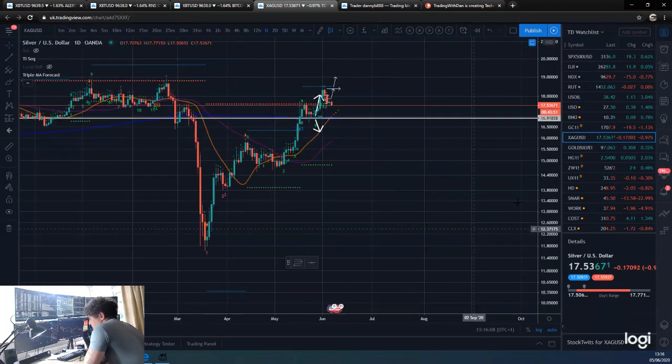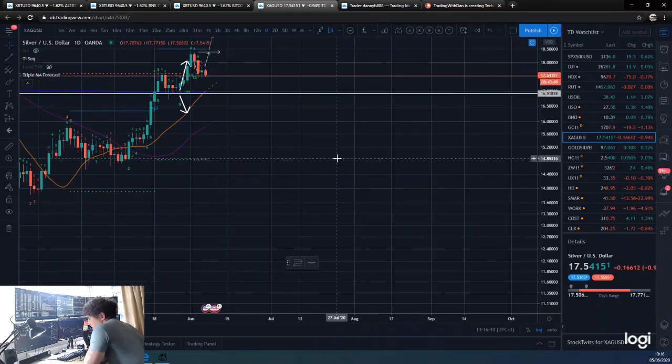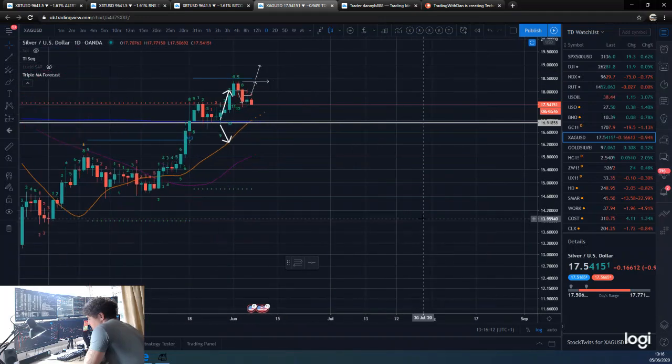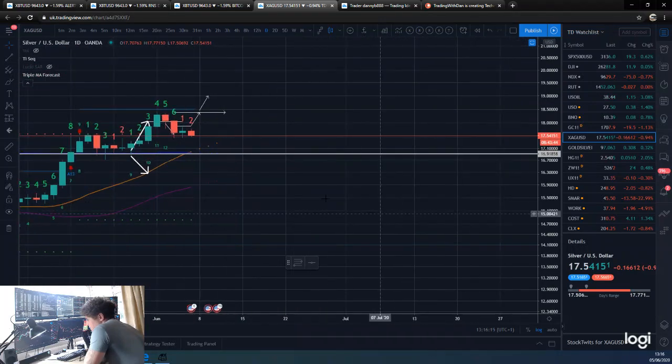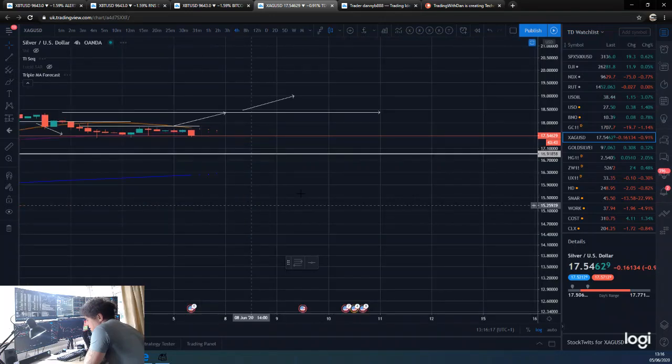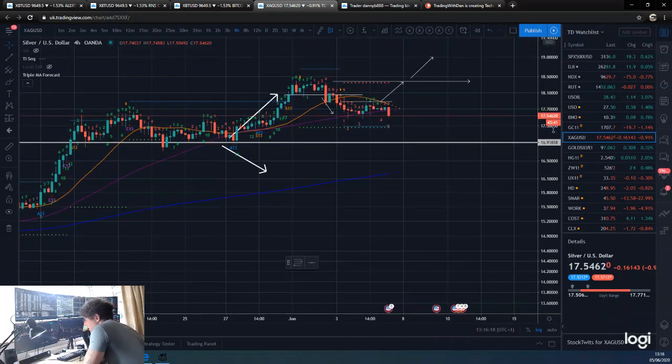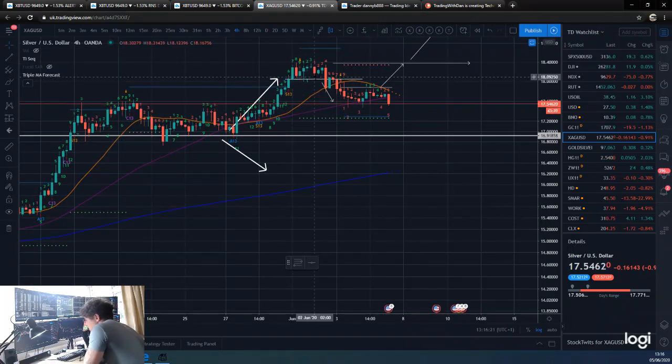Silver still looking okay here. We've got the sell trade we were looking for on a 4 hour. Let's get to that 4 hour chart again. So we had the 9, we broke below, we got the sell trade.